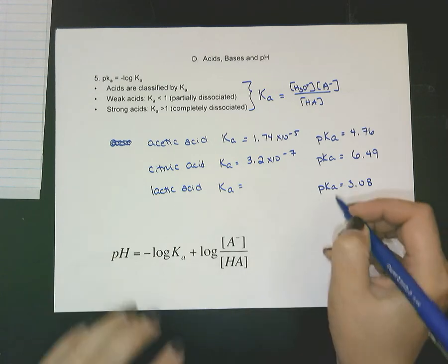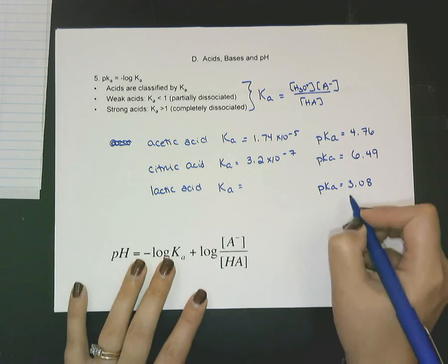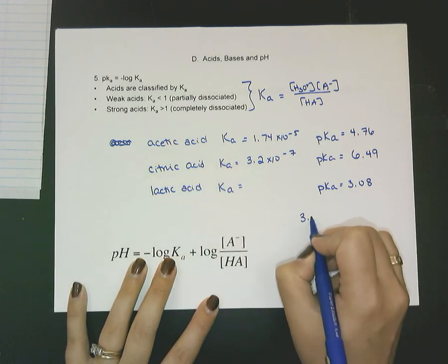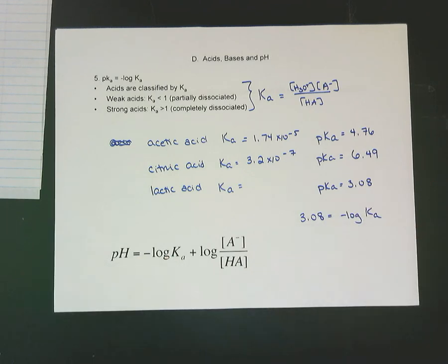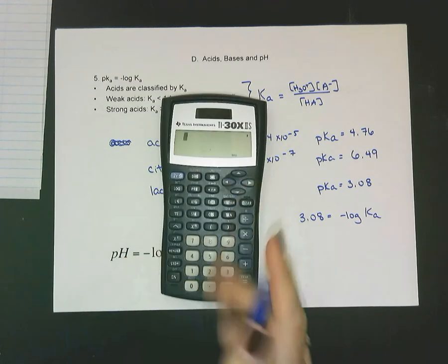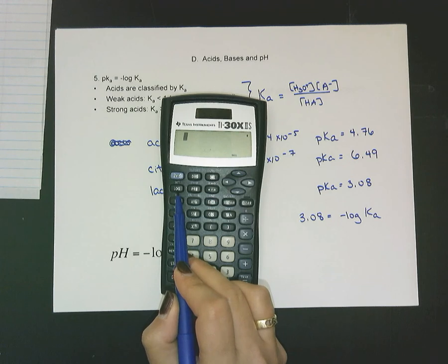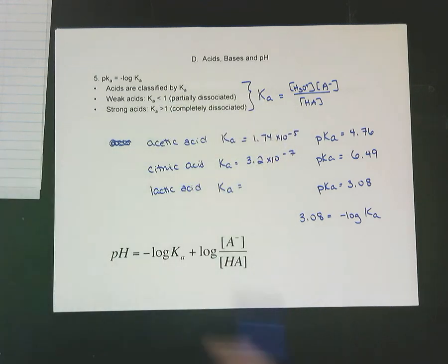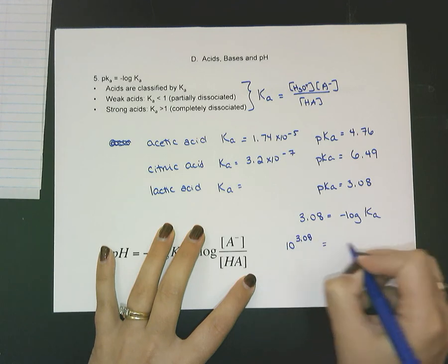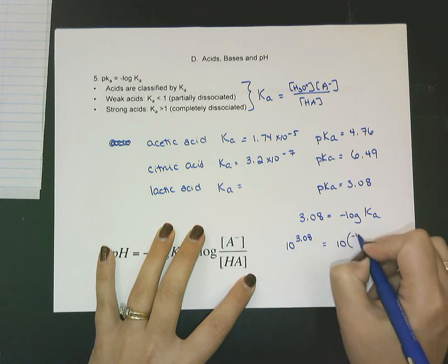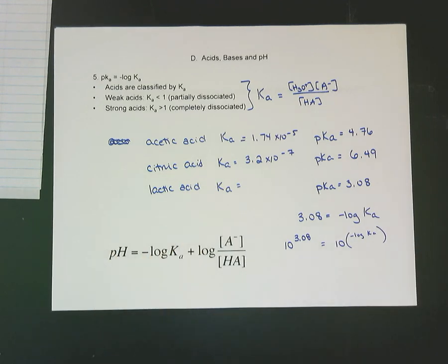Okay. All right, is anyone confused about how to back this up? Okay. So pKa, what I'm going to do is I'm going to say 3.08 equals negative log Ka. What on your calculator is the opposite of the log button? 10 to the, right? 10 to the. So I'm going to do 10 to the 3.08 equals 10 to the negative log Ka.